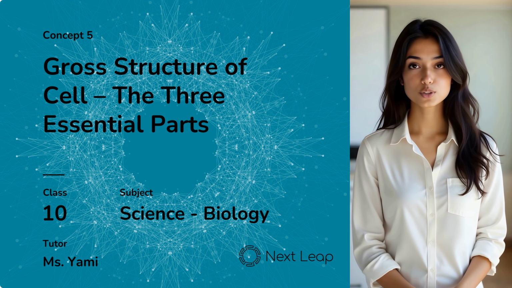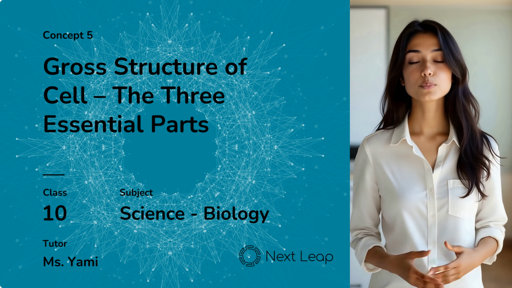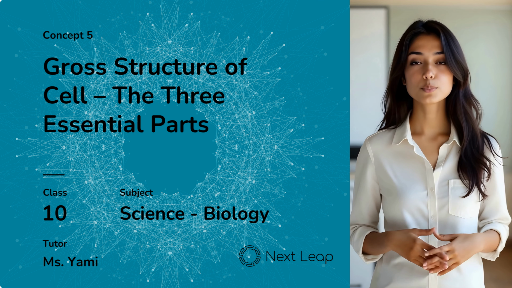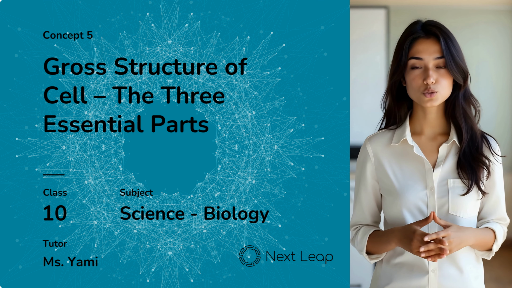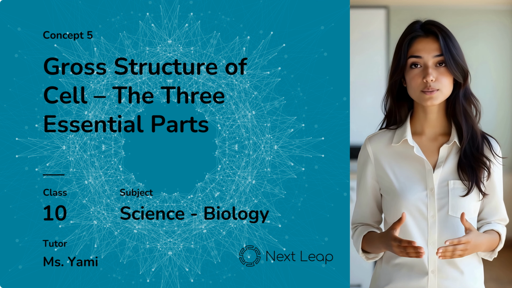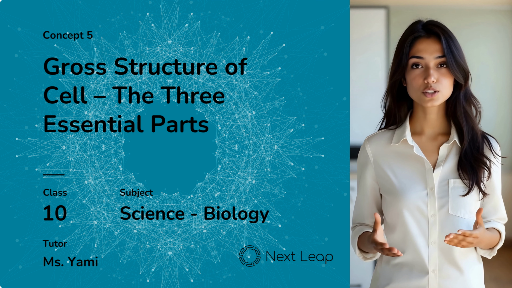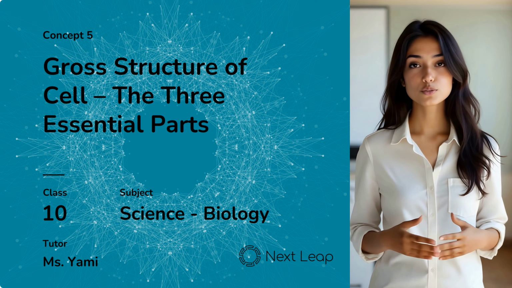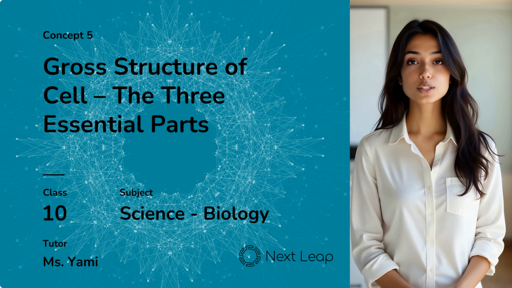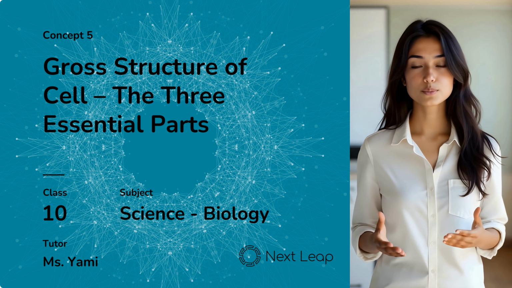A cell, which is the basic unit of life, is not much different. Every living cell, whether it belongs to a tiny bacterium or to us humans, has three essential parts: the cell membrane, the cytoplasm, and the nucleus. These three structures together form the framework of life itself. Without them, the cell cannot survive, and without cells, life as we know it would not exist.